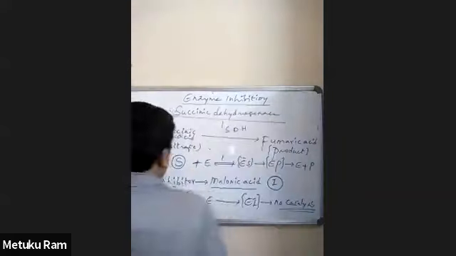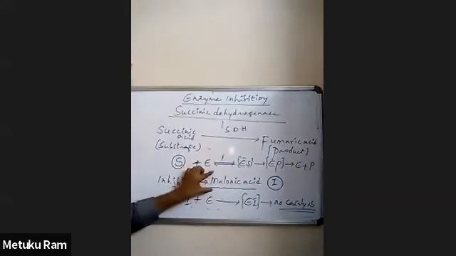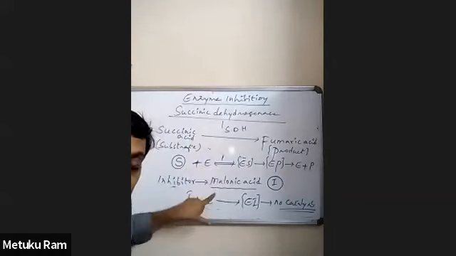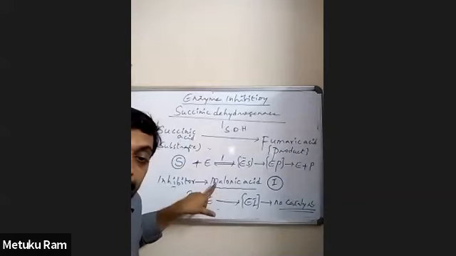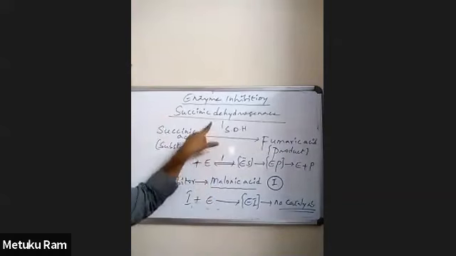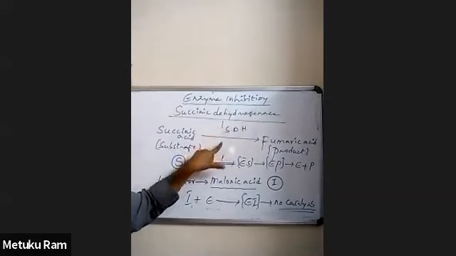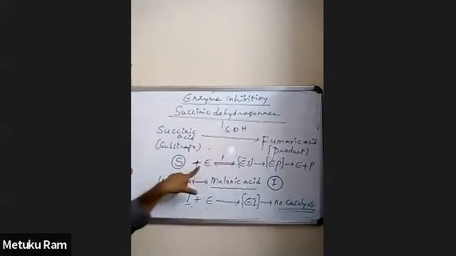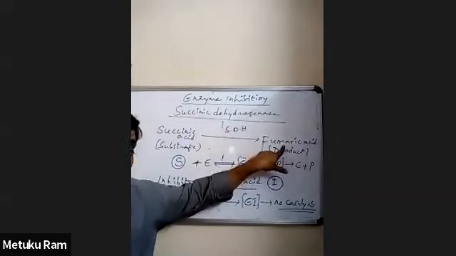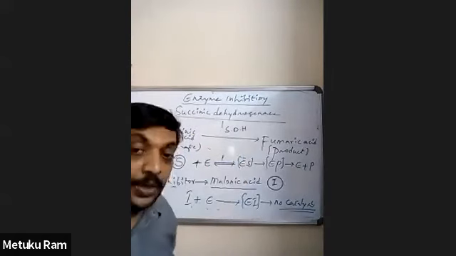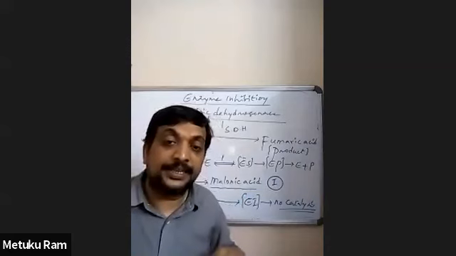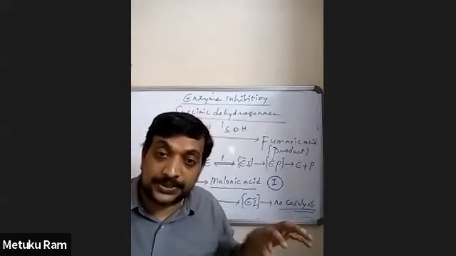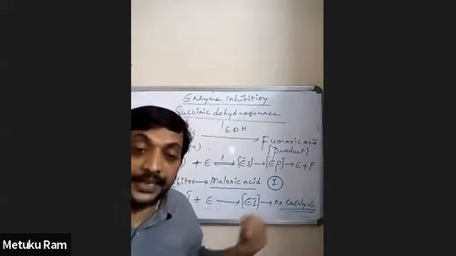So here, succinic acid and malonic acid are both substrate-like molecules, and both of them compete on the enzyme active site. What is the enzyme here? Succinic dehydrogenase. If the inhibitor binds this active site, ultimately no catalysis. If the substrate binds, it forms fumaric acid here. However, if the concentration of the substrate is increased, then this inhibition is reversed.